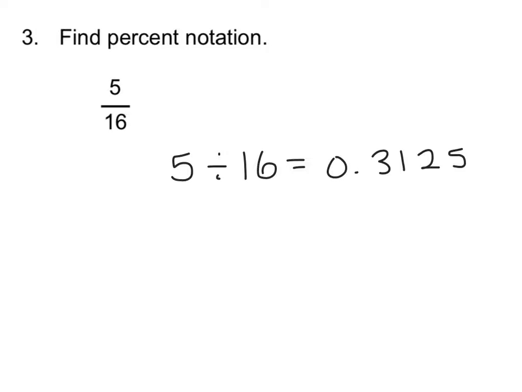We want a percent. So now that we have a decimal, we can simply move the decimal point 2 places to the right or multiply by 100 to get a percent of 31.25.